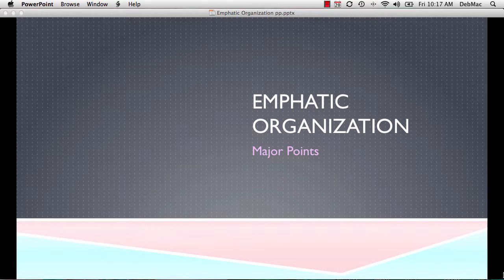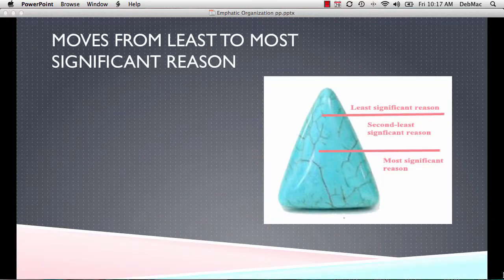Okay, we're just going to very quickly review the major points of emphatic organization. As we learned when we were working on the first paper, emphatic organization moves from the least to the most significant reason, and of course that's reason in Toulmin terms. It opens with one of the 6 methods of introduction, and the method of introduction you use is going to be based on what your research provides and what you believe as a writer will work best. But a broad statement introduction is always perfectly acceptable for this class.